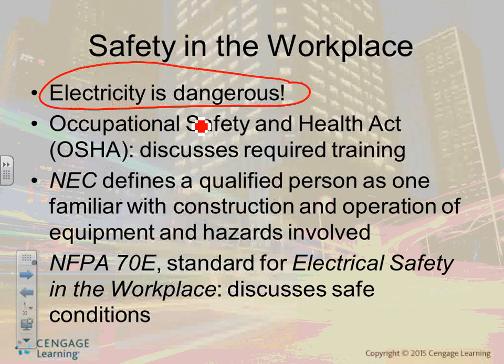NFPA 70E suggests the distance if somebody is working on a panel energized. The safest distance away from that panel is typically assumed to be 10 feet. So if the panel is open, make sure you're at least 10 feet away. That will clear you from any or almost any arc flash. Unless you know otherwise, it's 10 feet. So if somebody is opening a panel and you're on the side, make sure you're at least 10 feet away. That way we will clear most of the arc flash boundaries.